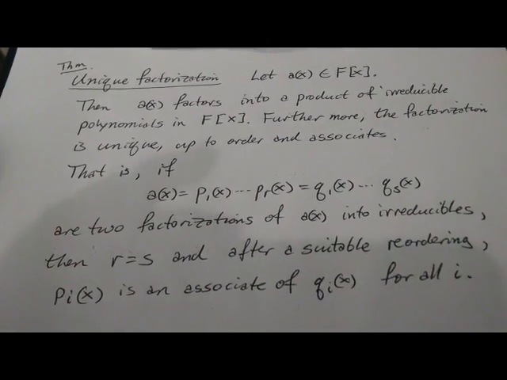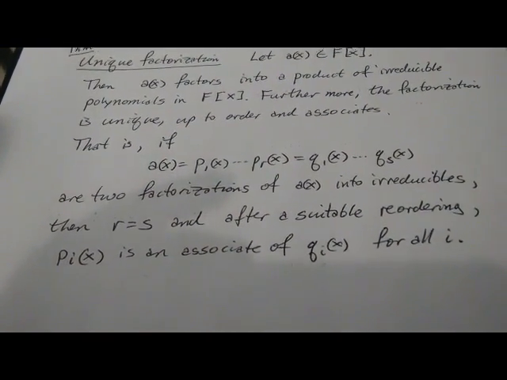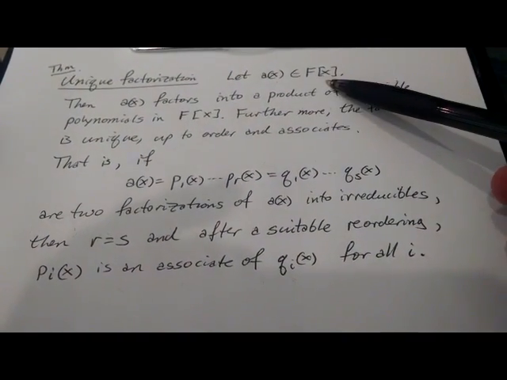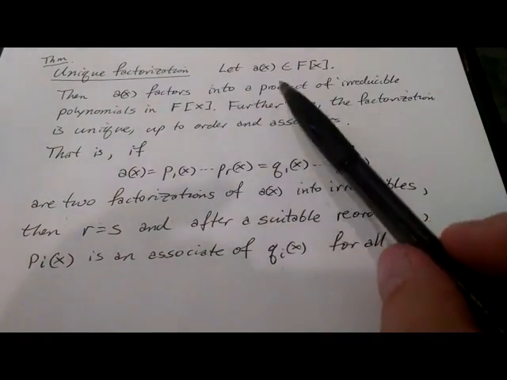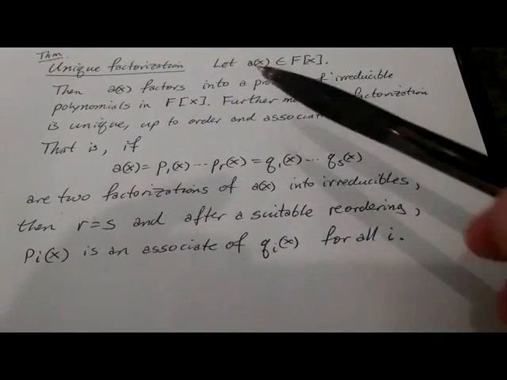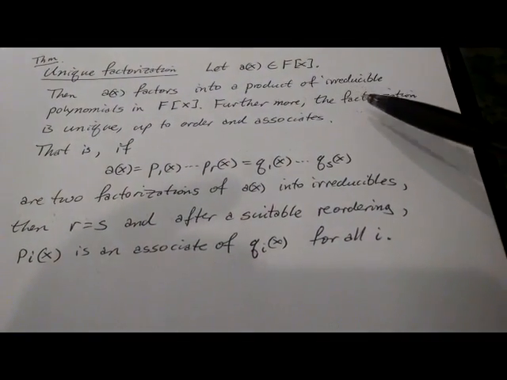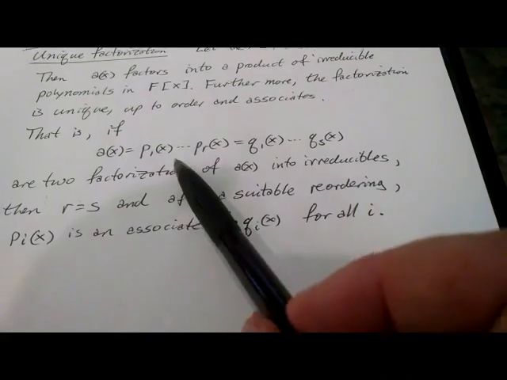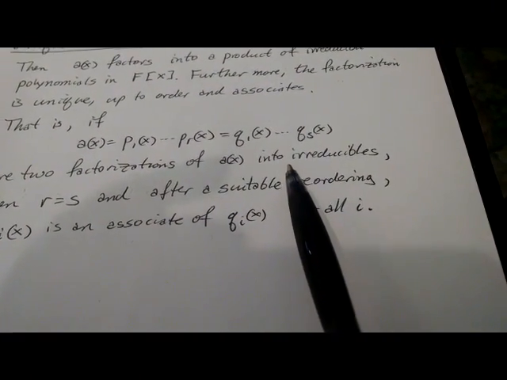So our last result is unique factorization. This means that if we have a polynomial a of x with coefficients in some field, then a of x must factor into a product of irreducible polynomials in F of x. And furthermore, if there are two factorizations, and in fact they must be essentially the same thing.